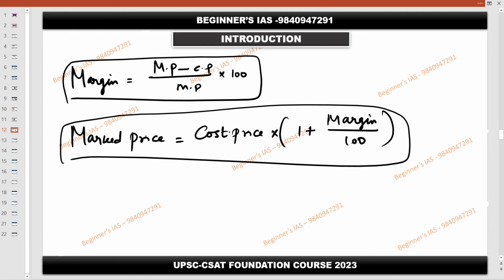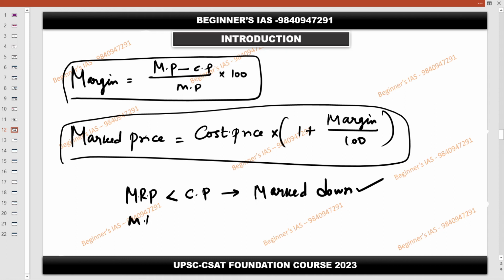What do you mean by marked up price? Marked up, or else they will give you marked down. So simple concept. Marked down means what? If the MRP is less than the CP, then you call that as the marked down. Please note down the terms. Suppose when the MRP is greater than the CP, then you call that as the marked up. Understood?